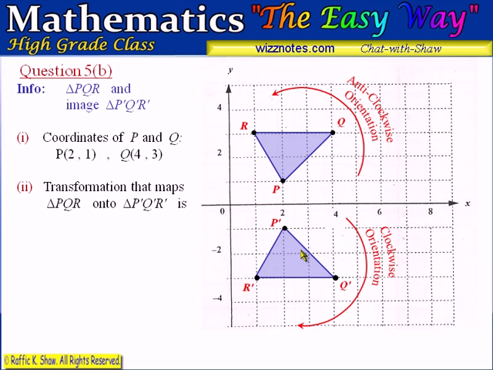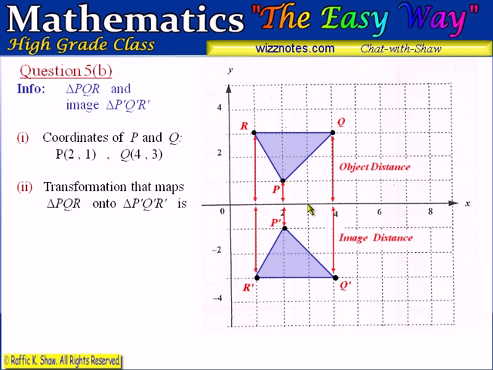Now the second criteria for reflection is the distance from the mirror line. Now in reflection, image distance from a mirror line must be equal to the object distance from the mirror line. Now we're talking about each point, right? The image distance of each point must be equal to the object distance of each point from the mirror line.